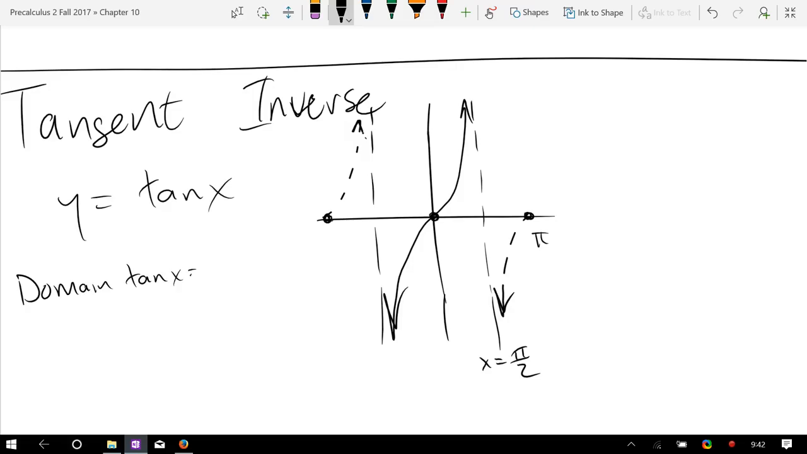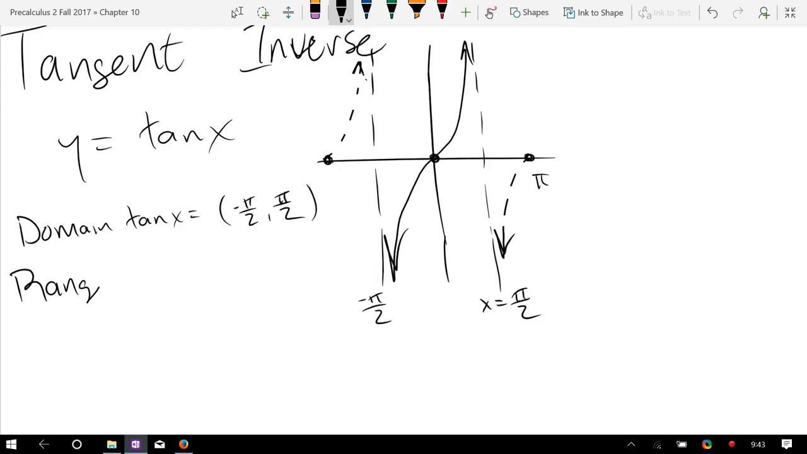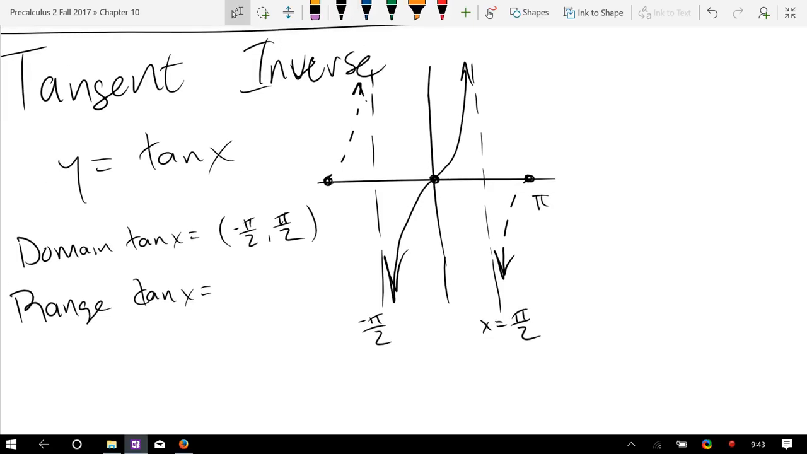So our restricted domain is going to be negative pi over 2 to positive pi over 2. Do I get to include the endpoints? Is this open interval or closed interval? Open. It's going to be open, because we don't want to use the x values that have asymptotes. So this is the only restricted domain that's open. The other ones are all closed. And what is the range of tangent? Is there a smallest number? Nope. So negative infinity to positive infinity.